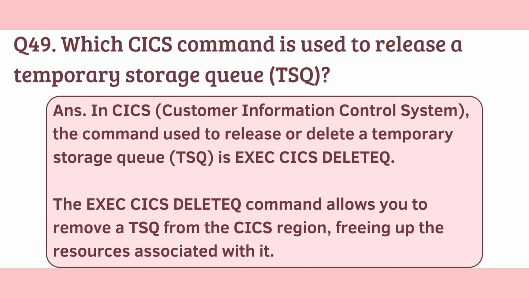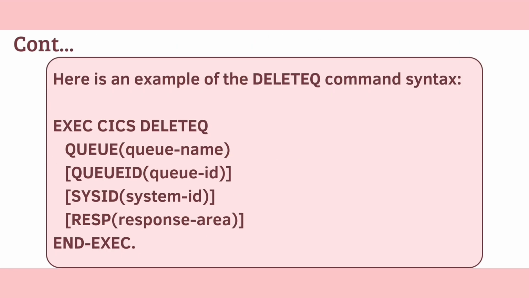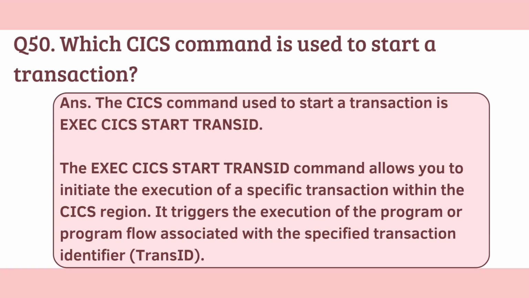Moving to question number 49. Which CICS command is used to release a temporary storage queue, that is TSQ? In CICS, the command used to release or delete a temporary storage queue is EXEC CICS DELETEQ TS. The EXEC CICS DELETEQ TS command allows you to remove a TSQ from the CICS region, freeing up the resources associated with it. Here I have given an example of the delete queue command. Please have a look.